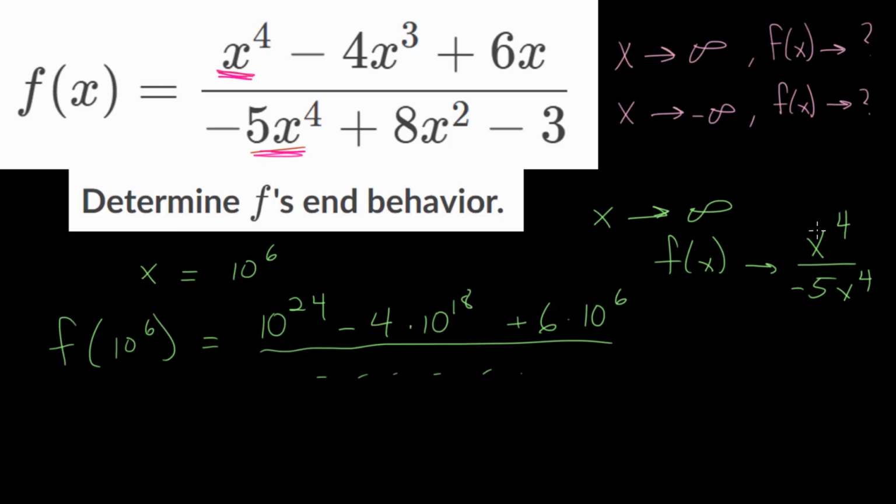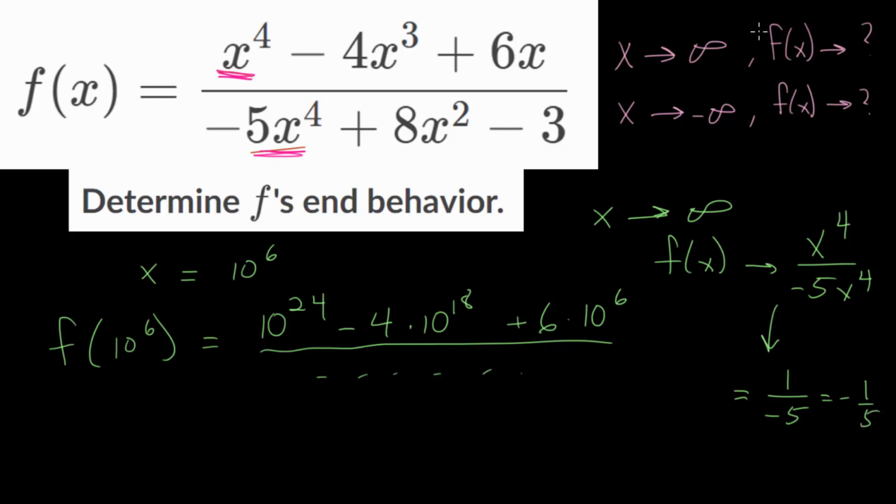And from here we can see that we can simplify this. Since we can cancel out x to the 4th in the numerator and denominator, we would just get 1 over minus 5. So as x approaches infinity, the function approaches minus 1/5.